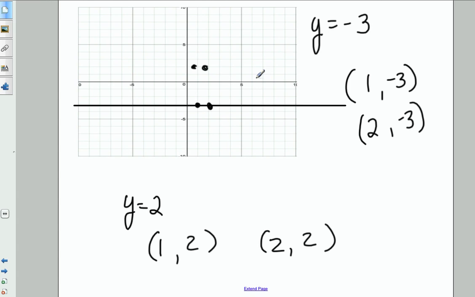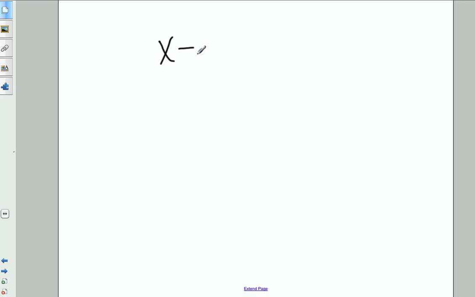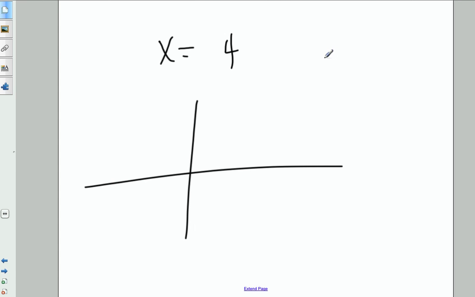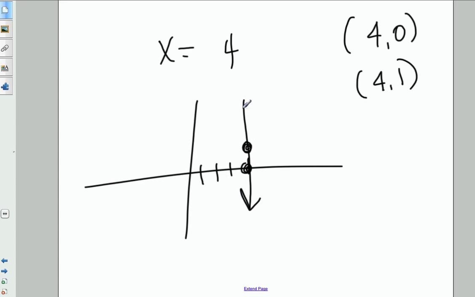Are you sure? So what would you do on this one, guys? What if I said x equals 4? Give me 2 ordered pairs. 4, 0, and 4, 1. 4, 3. Right? And then you graph 4, 0. 1, 2, 3, 4. And 4, 1. What's my slope? 0. Undefined. Because it's straight up and down. You can't do what we were doing a while ago, getting the y-intercept and then going rise over run, because there's not a rise over run. It's undefined. Does that make sense?